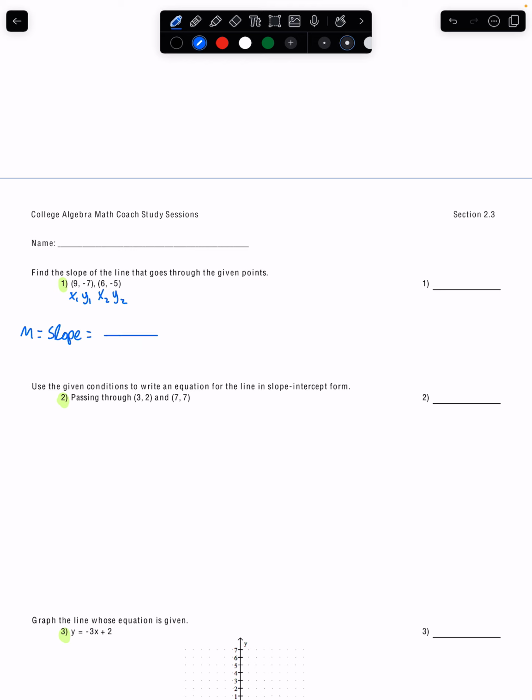We need to remember our formula, which is y sub 2 minus y sub 1 over x sub 2 minus x sub 1. We just need to plug these in for what we said it was up here. So -5 minus -7, 6 minus 9. Simplify to 2 over -3. And yeah, that's going to be our answer. That's how you find the slope.